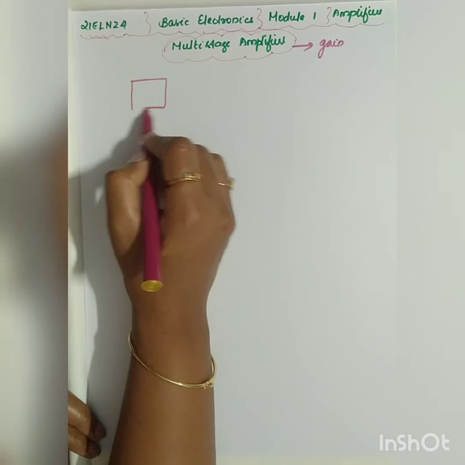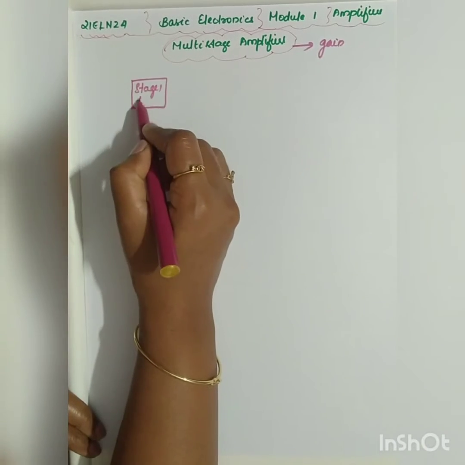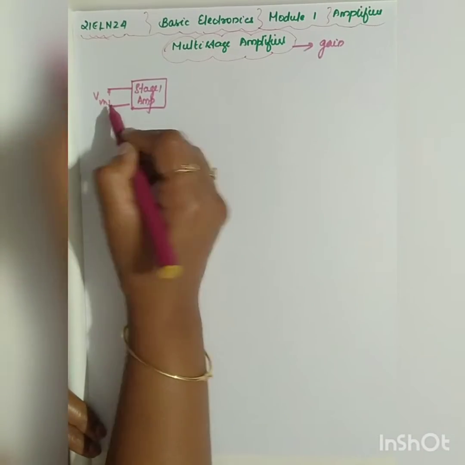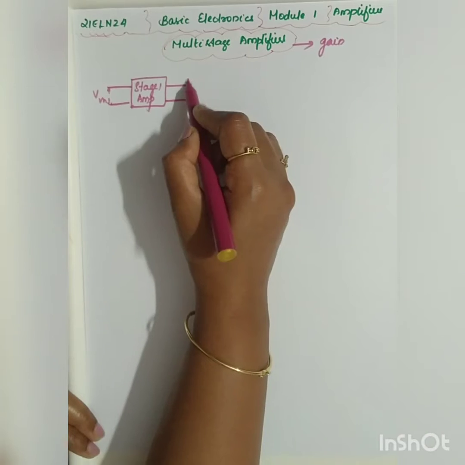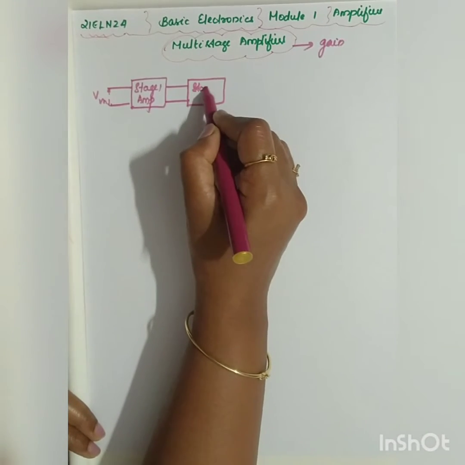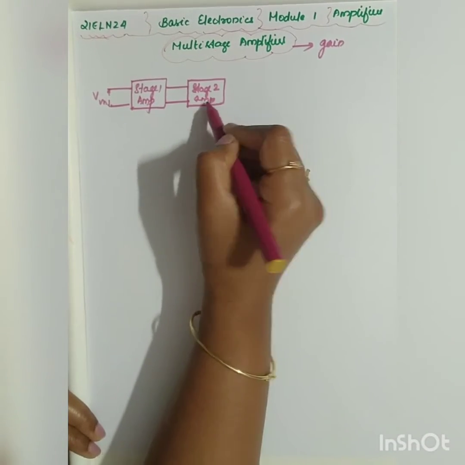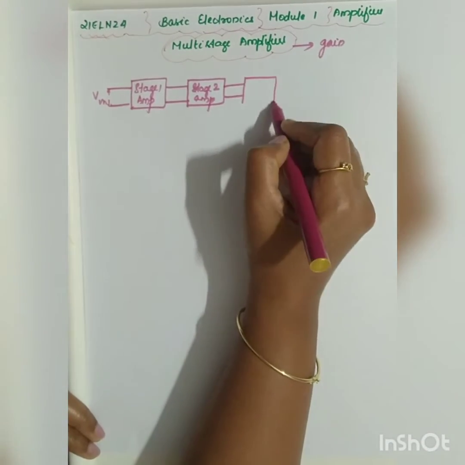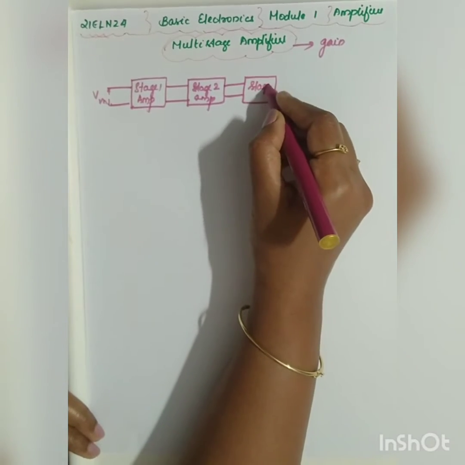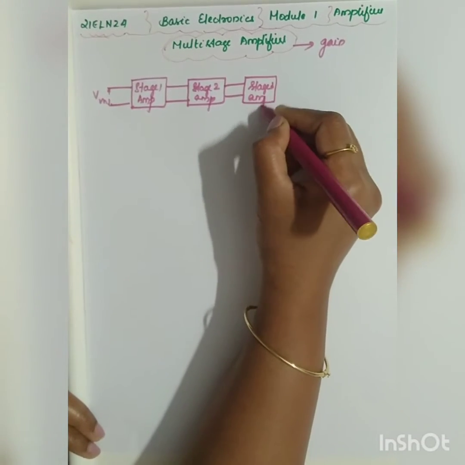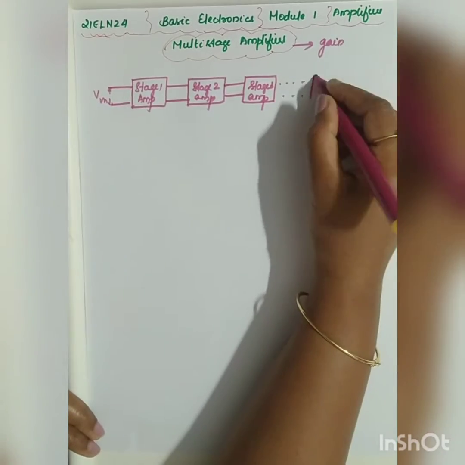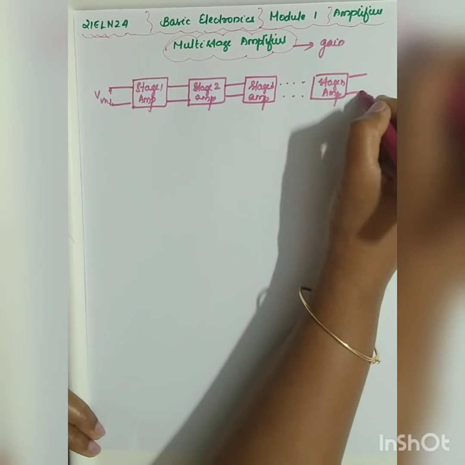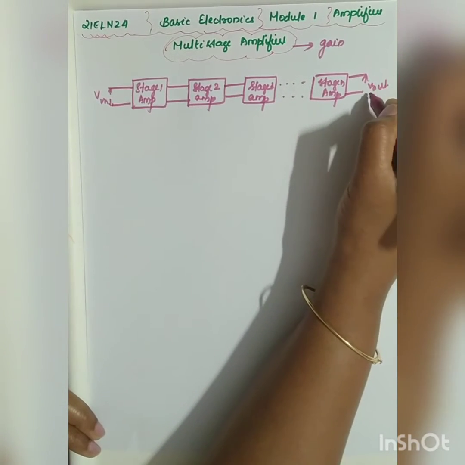If this is your stage 1 amplifier, this will be your input to the stage 1 amplifier. The output of stage 1 will be fed as the input to stage 2 of the amplifier. Now, the output of stage 2 will be the input to the stage 3 amplifier. It goes on till stage N amplifier. So this will be your final V out.